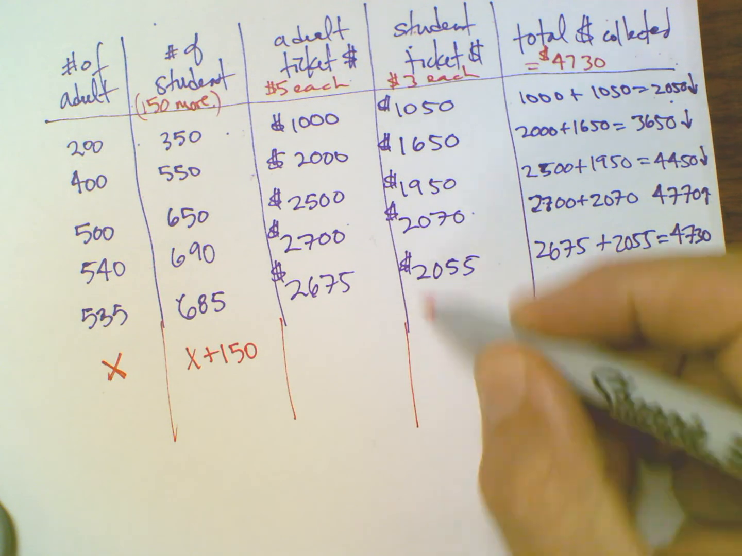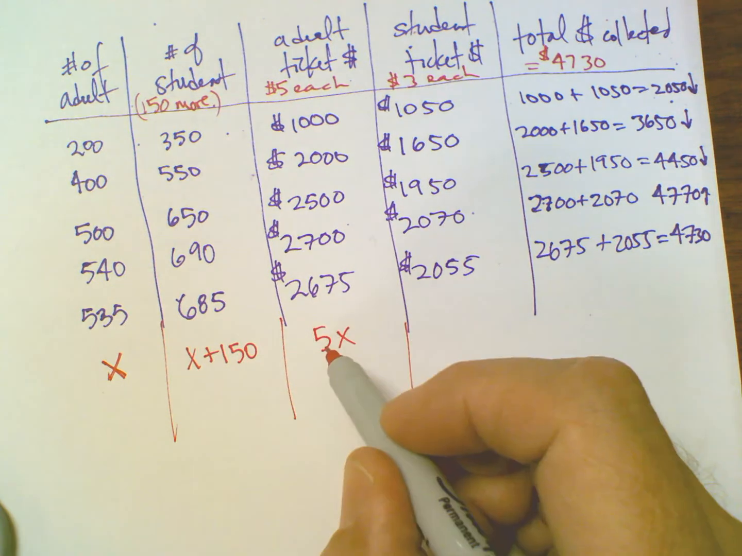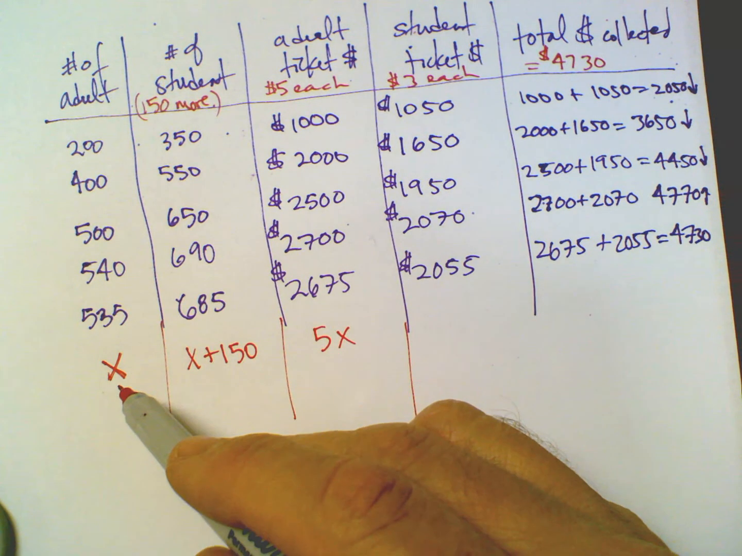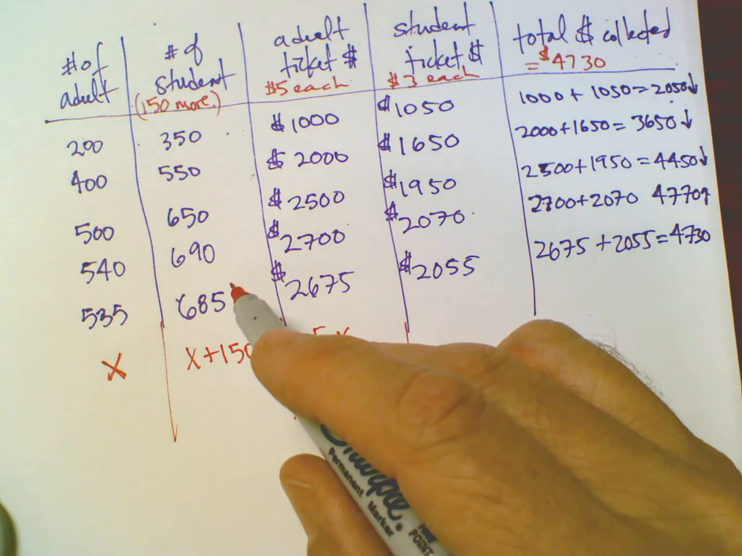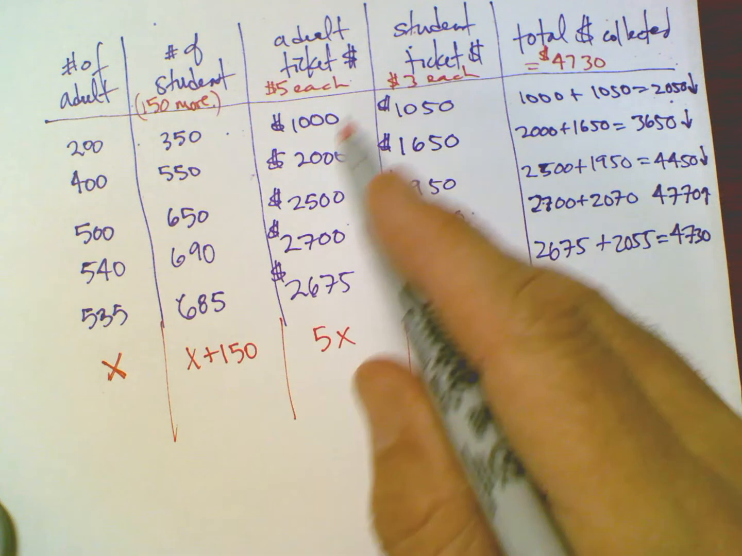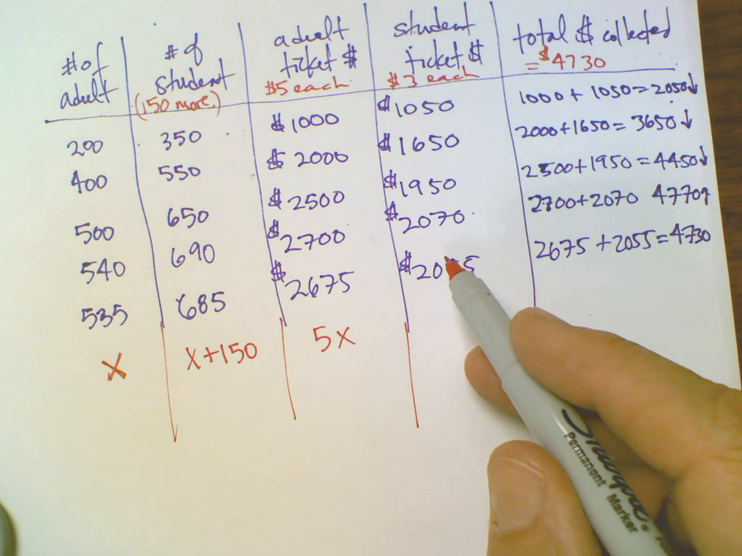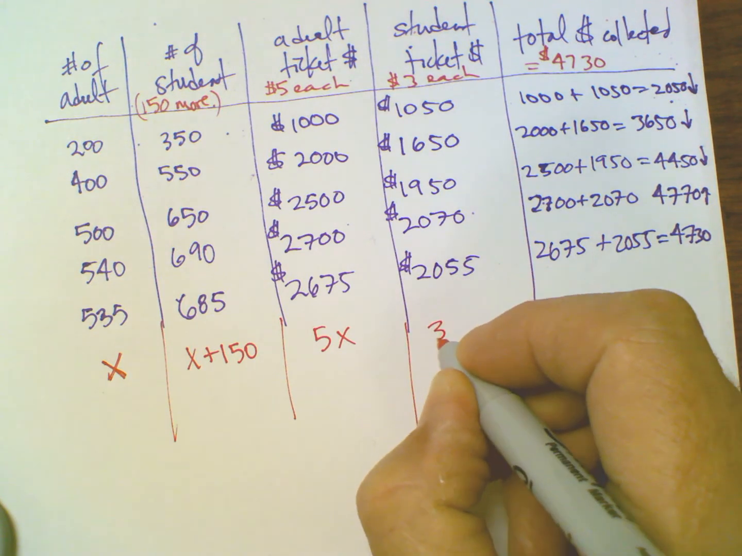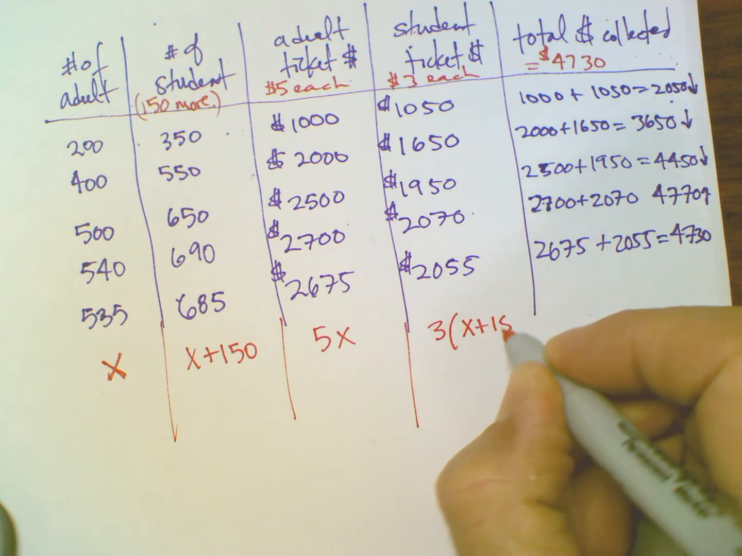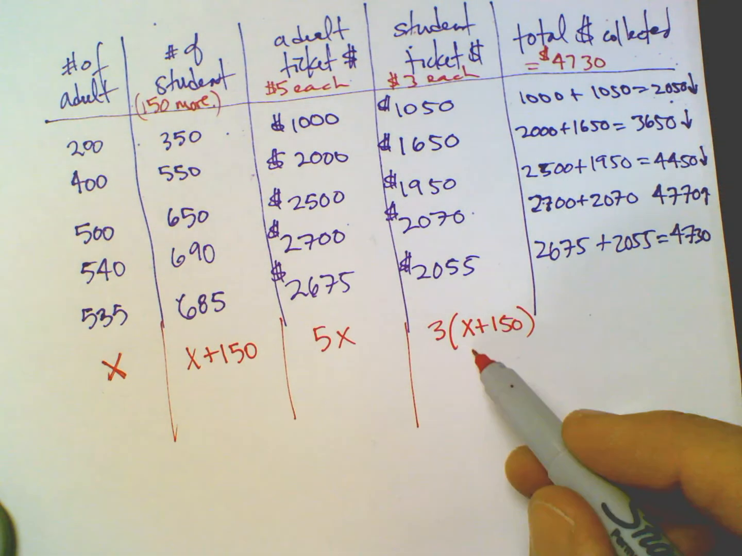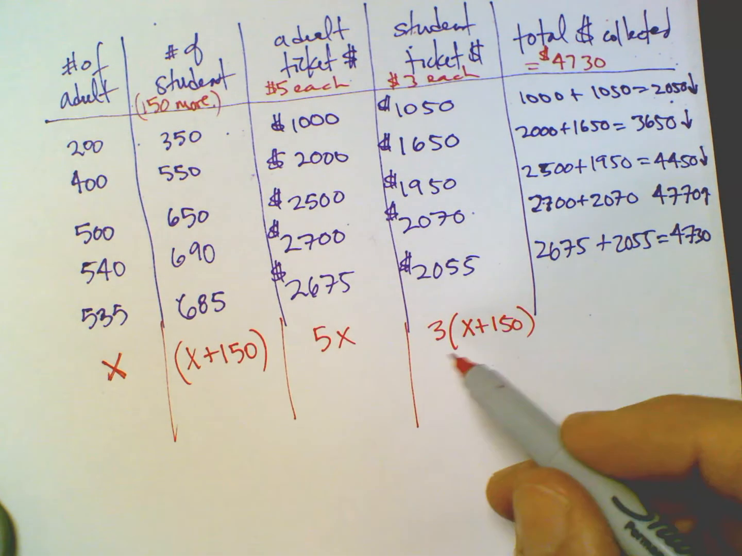Then what did I do to get the cost? I did $5 times the number of adults. So this would be 5x. $5 times the number of adults, 5x. For students, it was $3 times the number of students. Every time I took this 3 and multiplied it by each of those numbers to come up with the total ticket cost for students. So this one's a little trickier. Remember, it's 3 times what? What is my variable expression? It's the quantity x plus 150. So you got to use parentheses when you're multiplying because it's 3 times all of this. 3 times all of this.